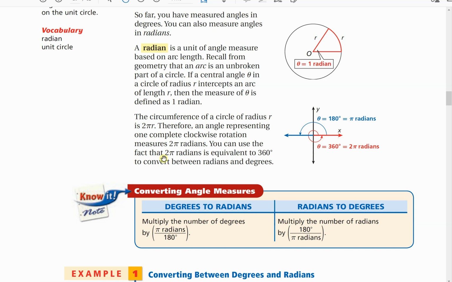You can use the fact that 2 pi radians is equivalent to 360 degrees to convert between radians and degrees. And actually what we're going to use to convert is half a rotation, because if a full rotation of a circle is 360 degrees, that's 2 pi, so half a turn would be pi radians, I should say, and it would be 180 degrees.